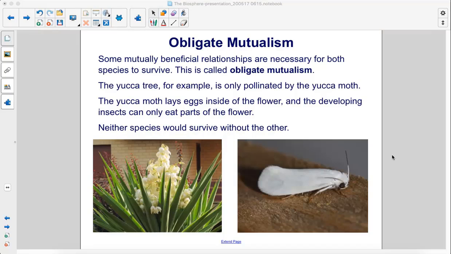Some mutually beneficial relationships are necessary for both species to survive. This is called obligate mutualism. The yucca tree, for example, is only pollinated by the yucca moth. The yucca moth lays eggs inside of the flower, and the developing insects can only eat parts of the flower. Neither species would survive without the other.